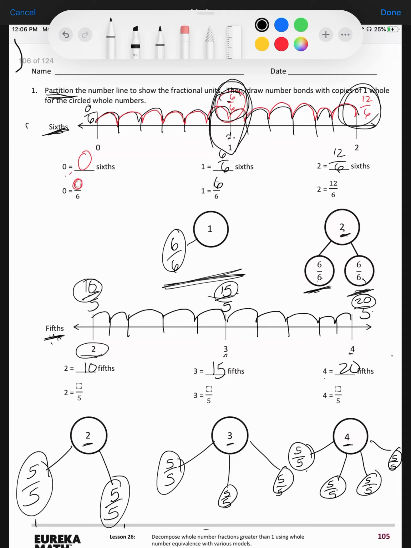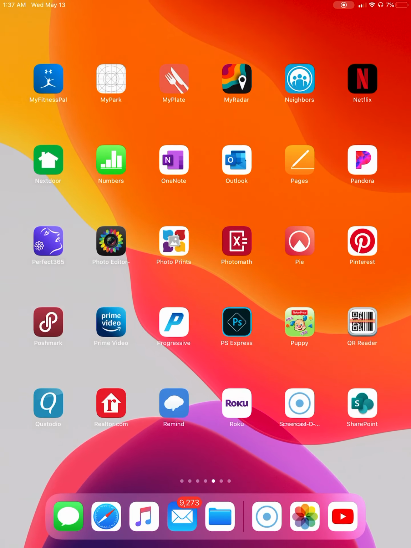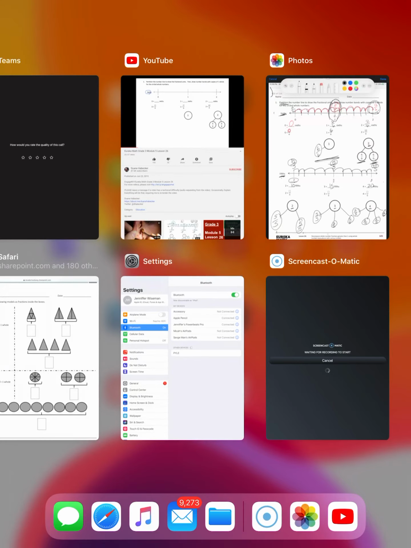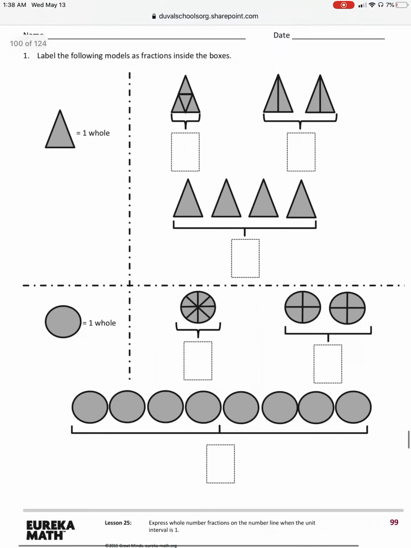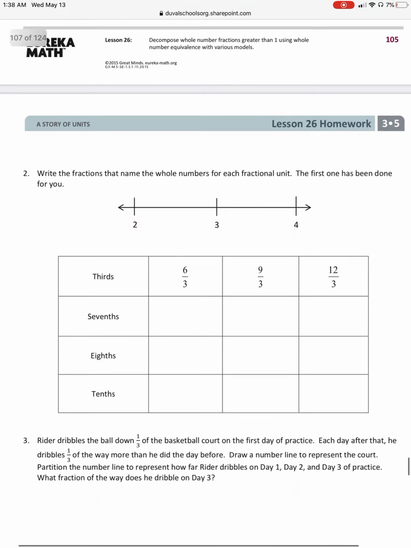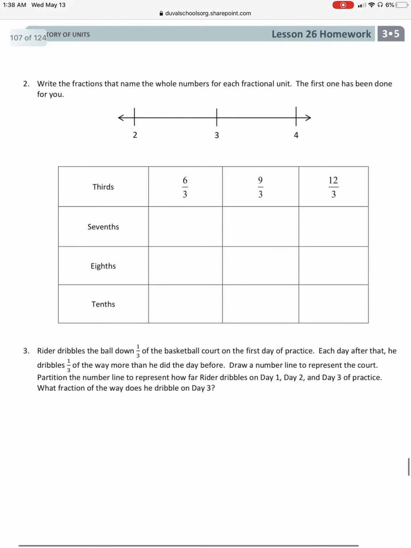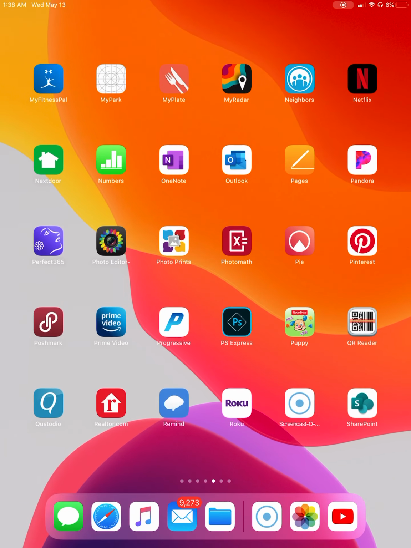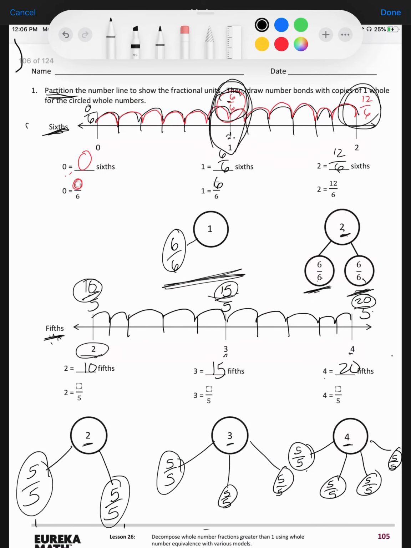Let's look at the next sheet you're going to be doing. Give me just a second. It'll take me a minute to get there. Okay. Pull that up quick.